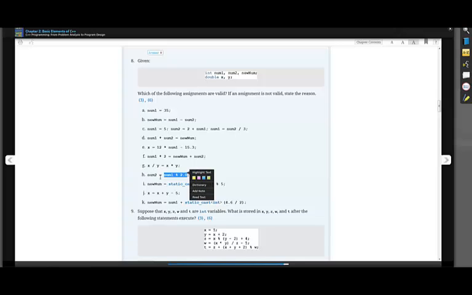H is invalid because you're using the mod operator, and this has to be an integer. That's what's wrong with it. That's the problem. The mod, you have to do a mod with an integer. You can't do a mod with a decimal. That's the problem with it.